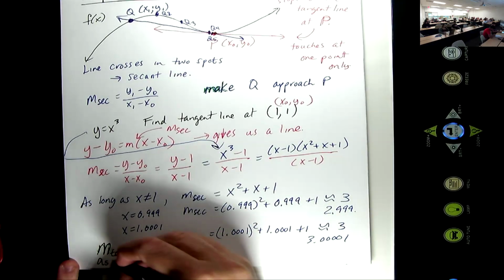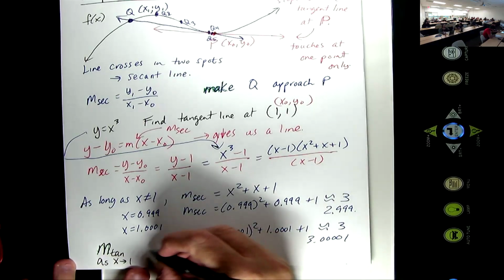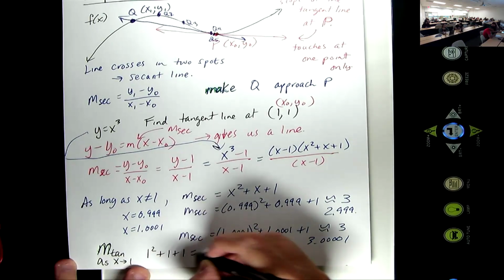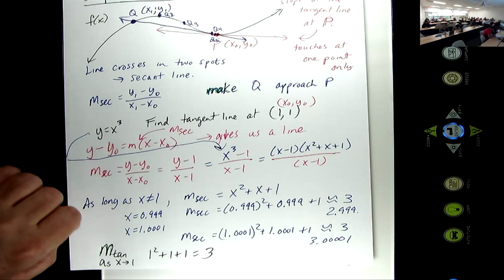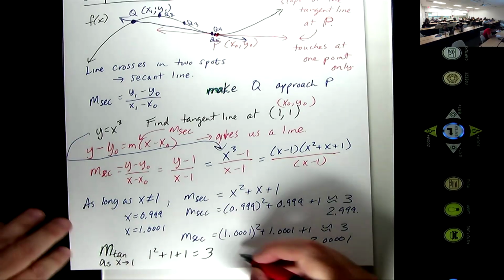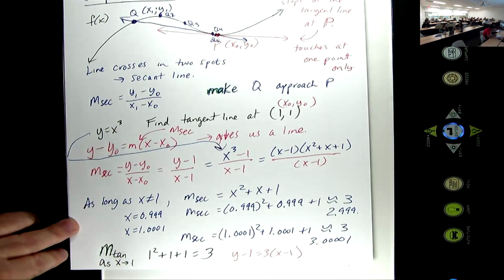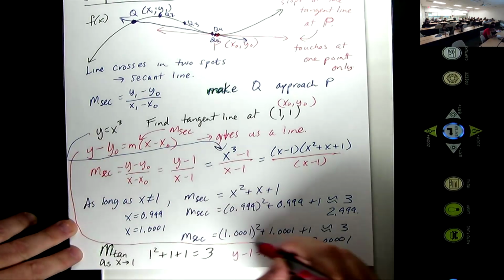As x approaches one, this ends up being 1 squared plus 1 plus 1, which is 3. So our slope is 3, and we can find our line. We stick 3 in up here. We have y minus 1 equals 3 times x minus 1, from our secant line up there, and now it's our tangent line.